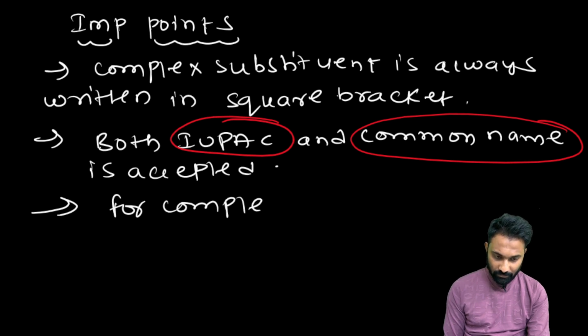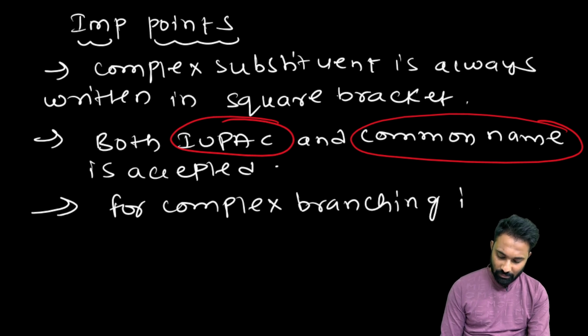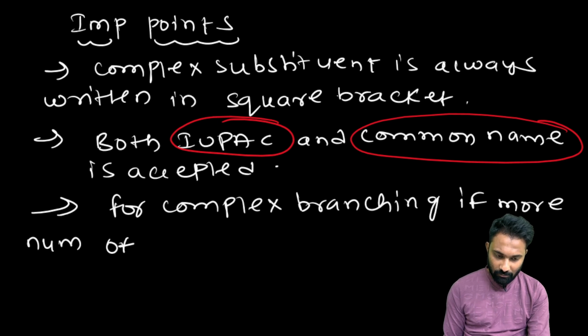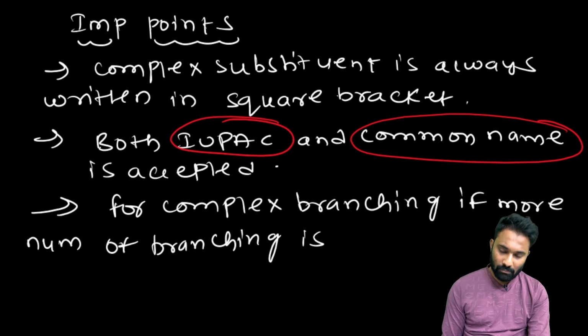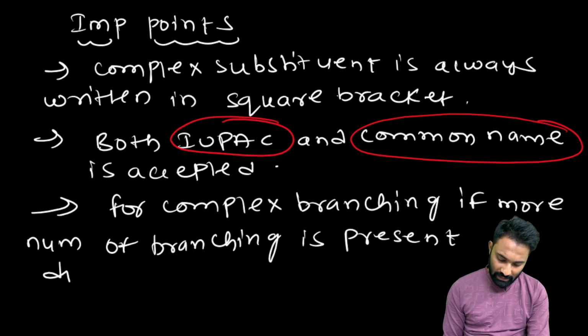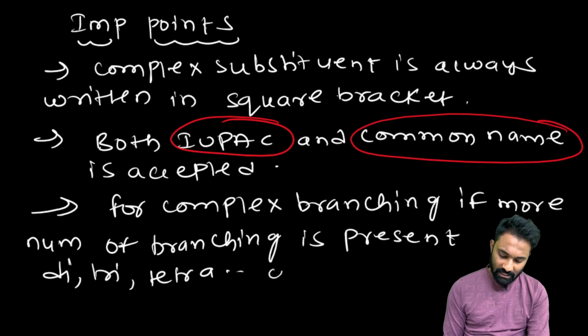Then third one, for complex branching, if more number of complex branching is present, then we have to give the di, tri, tetra considered alphabetically.